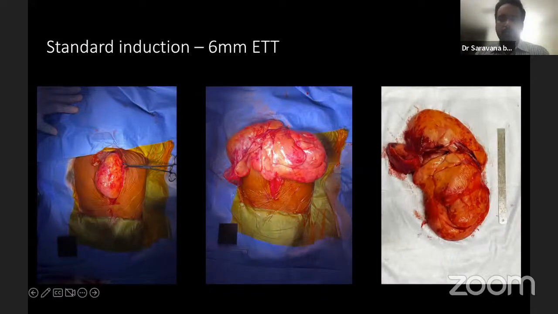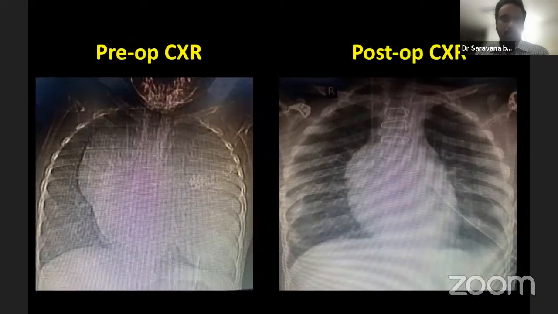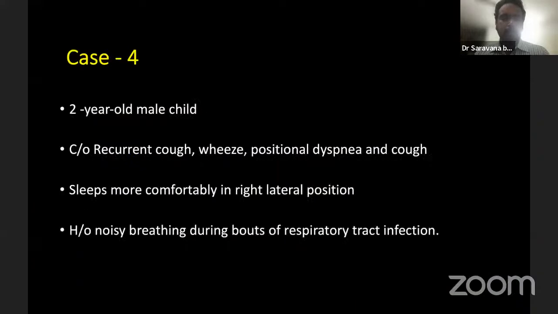It was a thymic lipoma, a very benign tumor, and it was taken out. So this was the post-operative X-ray. In the pre-operative X-ray you see that huge mass, and in the post-operative X-ray you can see clear lung shadows as well as the cardiac shadows. The post-operative course was uneventful, and the patient was discharged home.